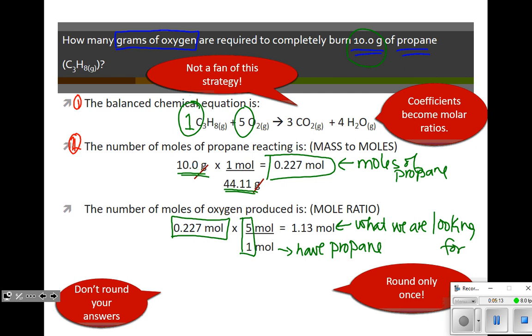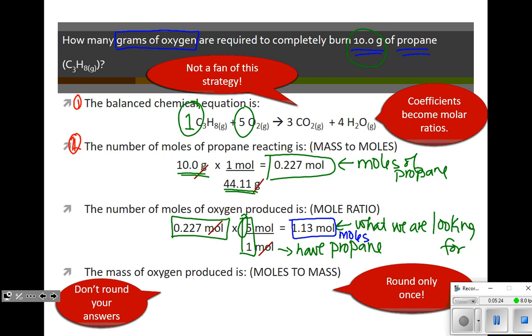Which is oxygen, and that's where the 5 comes from. So then our next step, because now here we have moles of O2, now we have to go from moles of O2 to mass of O2. So here we have our moles of O2. Don't use rounded answers. You have to use your full answer.